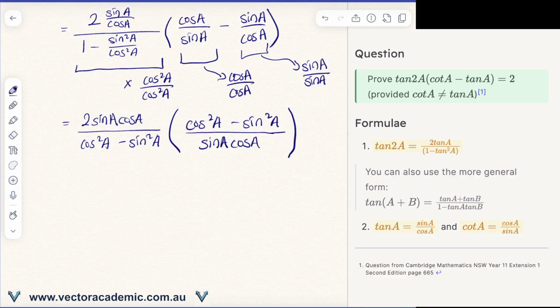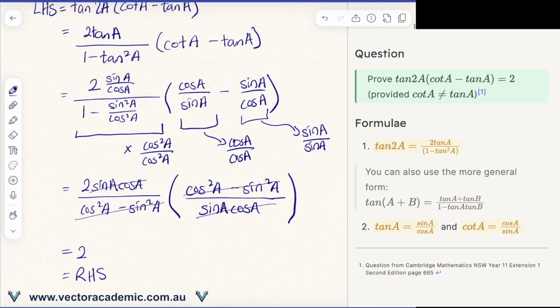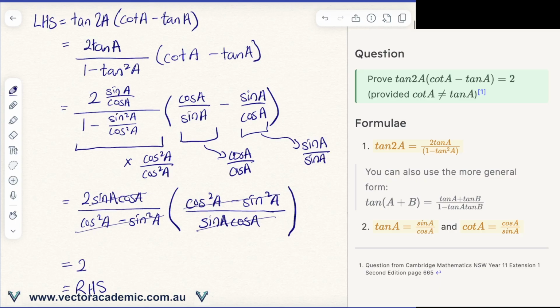Now things are starting to look a lot simpler. We have sine A cos A cancelling out there, and we have cos squared A minus sine squared A cancelling out there, which leaves us with our 2, which equals the right-hand side that we were looking for. And as such, we have our proof.